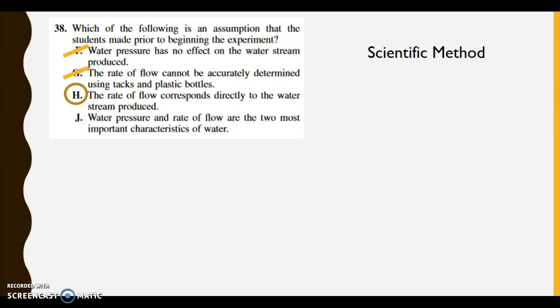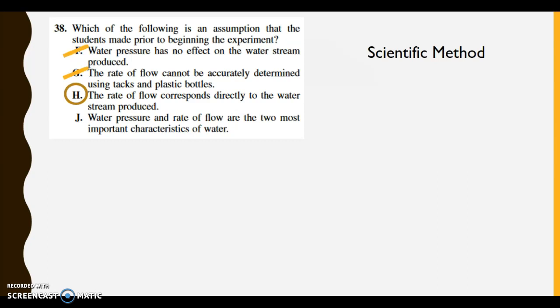This is our correct answer. Because we're looking at rate of flow and our water distance, we're making an assumption that the distance is correlated to the flow rate. However, we're going to read our last answer choice just to make sure that we've chosen correctly.